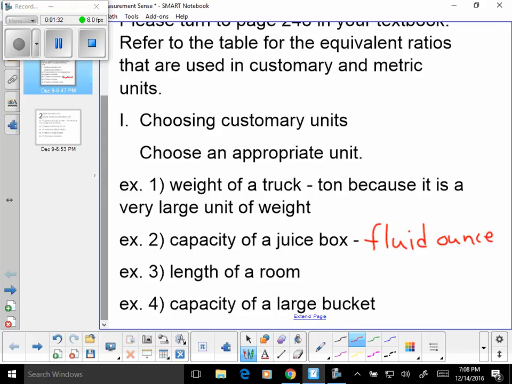That is the smallest customary unit of liquid measurement or capacity that we have. If we're talking about the length of a room, we usually describe the length of a room in terms of feet. And if we're talking about the capacity of a large bucket or a pail, then we would use gallon.